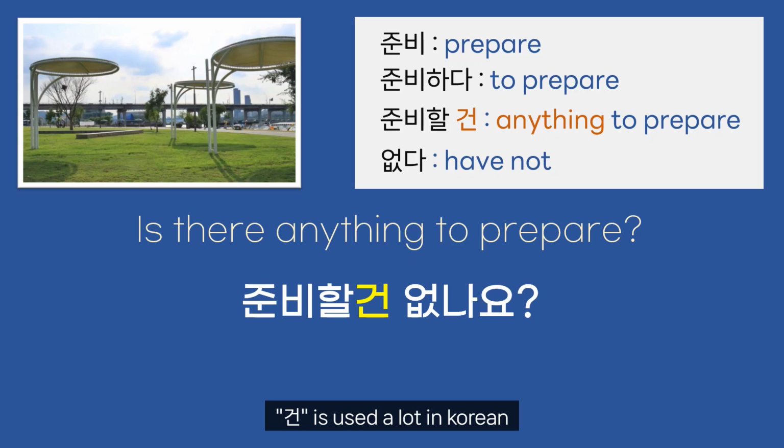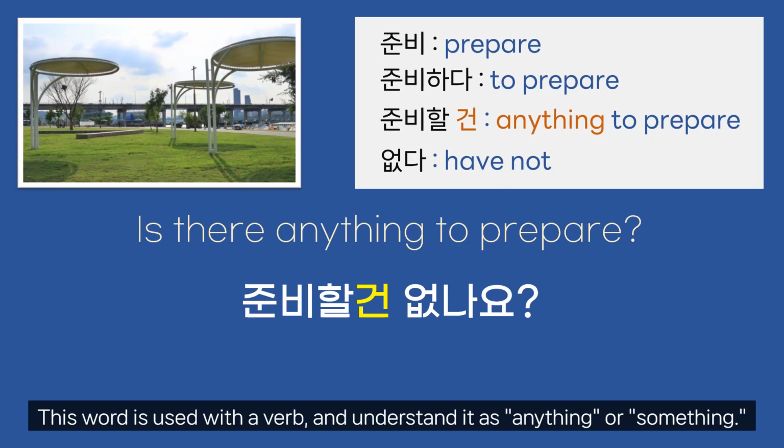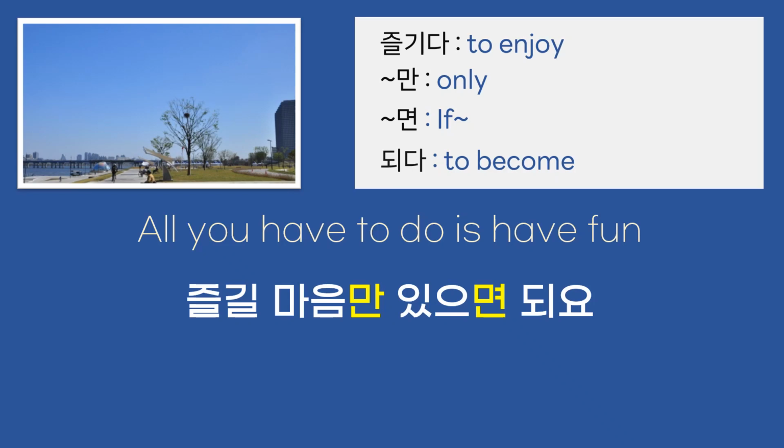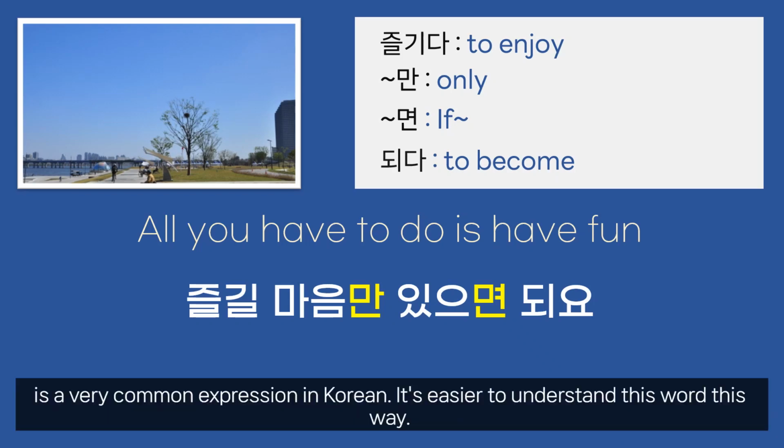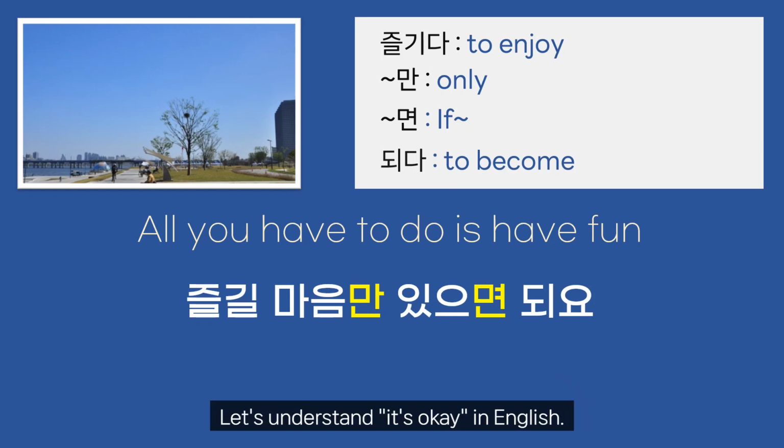건 is used a lot in Korean. This word is used with a verb, and you can understand it as anything or something. We only need a mind to enjoy it. 돼요 is a very common expression in Korean. It's easier to understand this word this way. Let's understand it as "it's okay" in English.